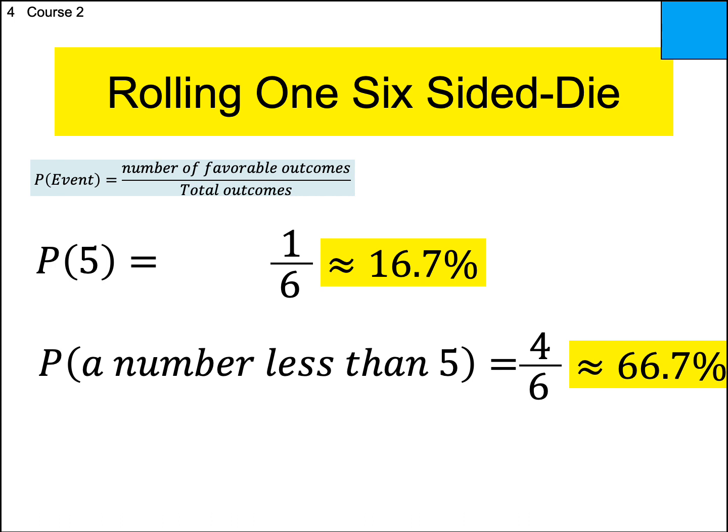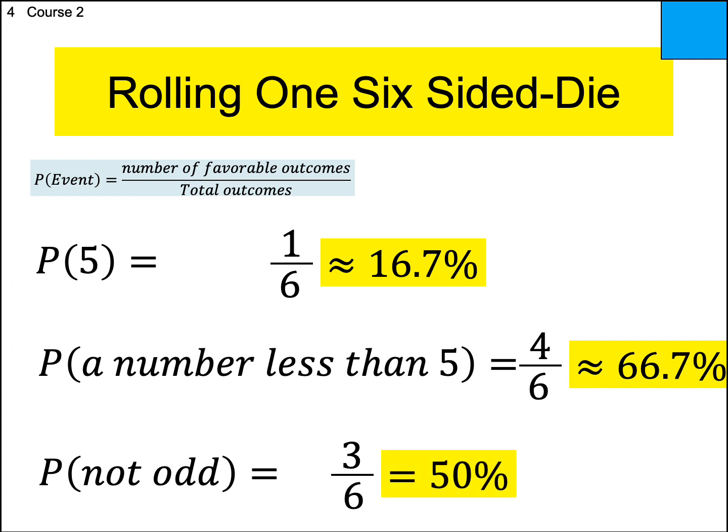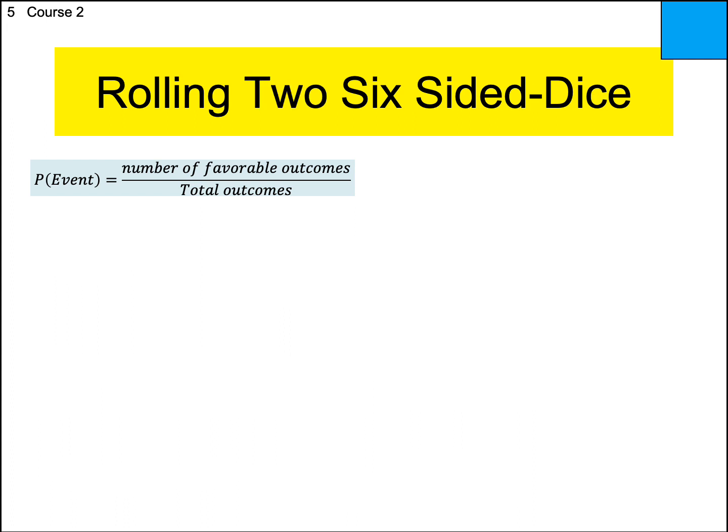All right, let's do one of those "not" ones again. What's the probability of not getting an odd number? Well, to win this game, the number can't be odd. It has to be even. So let's count how many even numbers there are on one die. There's a 2, there's a 4, and there's a 6. So there's 3 numbers out of 6. Well, that's 50%.